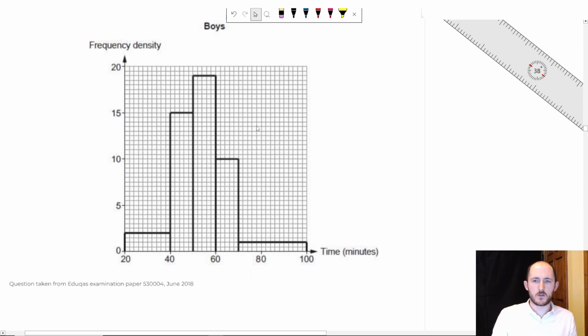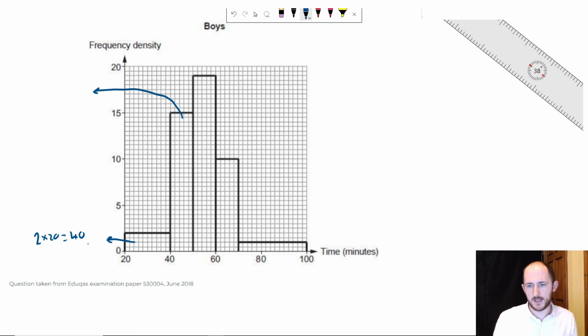How would we work out the total number of boys? Well, all we would do is work out the frequency of every single bar and add it together. And that's it. So let's get to it. You can see why it's 6 marks, hopefully. So I think it's still going in 0.5. So 0.5 to 1, 1.5, 2. So that would be 2 times 20, which is 40.